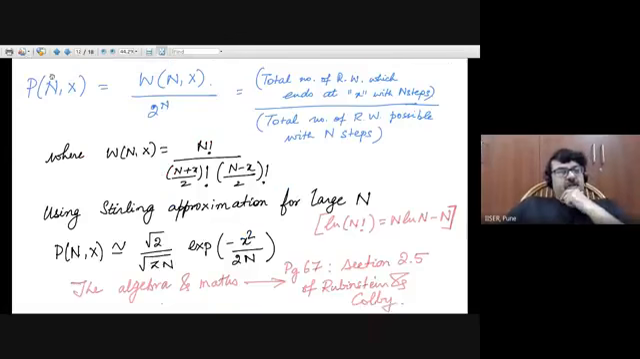Okay, so what is the probability to have n steps and a displacement of x? It's essentially equal to the number of random walks corresponding to x divided by the total number of random walks, right? And that's what I've written here, where W(n,x), as I've shown in the previous slide, is n factorial upon (n plus x by 2) factorial, solving for n plus and n minus, and (n minus x by 2) factorial.